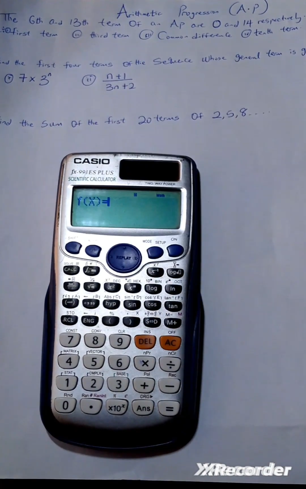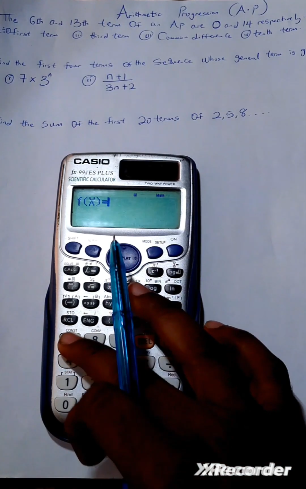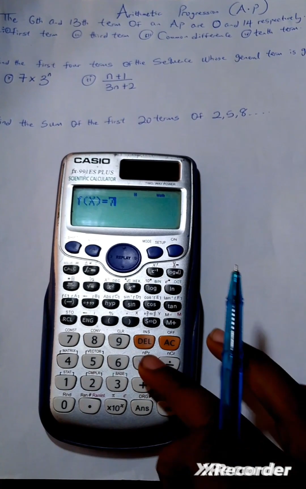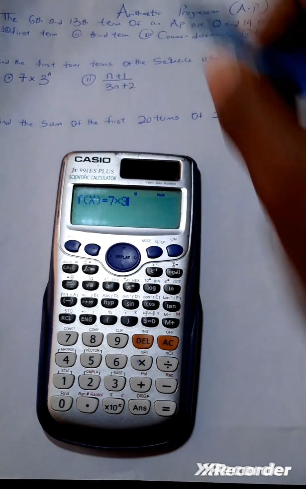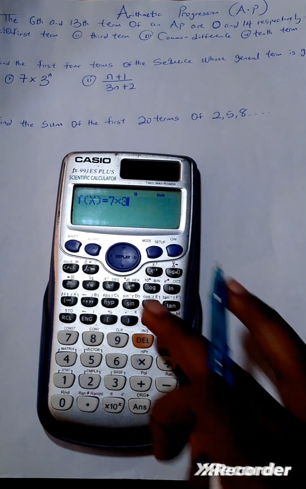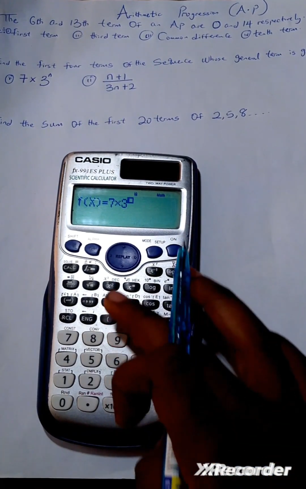Input this value, which is 7 times 3 raised to the power n. Now this n, you can represent it by x on your calculator. Just put raised to power x.